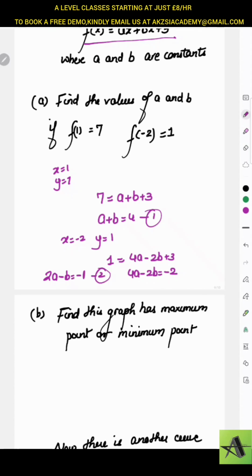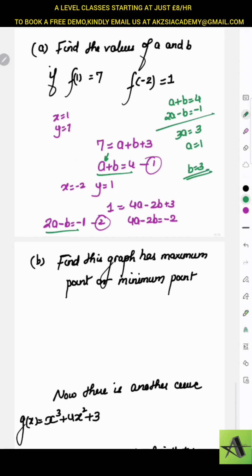This is basically the simultaneous equation we have to solve. I'm solving it here. a + b = 4, my first equation, and my second one is 2a - b = -1. Add them up and that gives me 3a = 3. a is 1. On substituting a as 1, I'll get b as 3. So the value of a is 1 and b is 3.